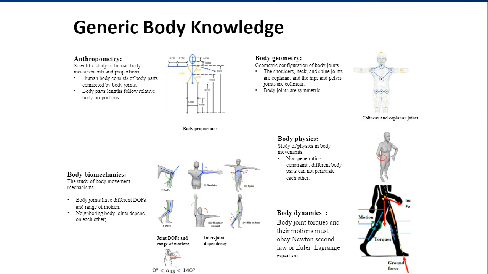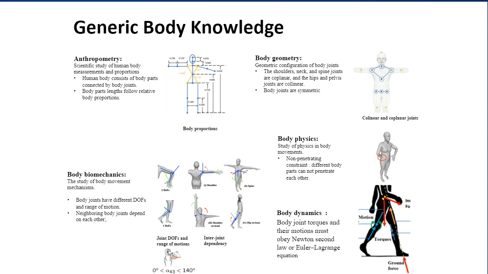And then we have body biomechanics. It is a study about the body joints, and it specifies the degrees of freedom for each body joint. It also specifies the range of the joint angle, and it provides knowledge about the relationship among neighboring body joints. For example, these three body joints all have 3 degrees of freedom, but this joint only has 1 degree of freedom, right? And these two joints are neighbors, so they depend on each other. If you move one joint, you're going to also change the value of another joint. So this is an inter-joint dependency. In addition, you can see that there's a range.